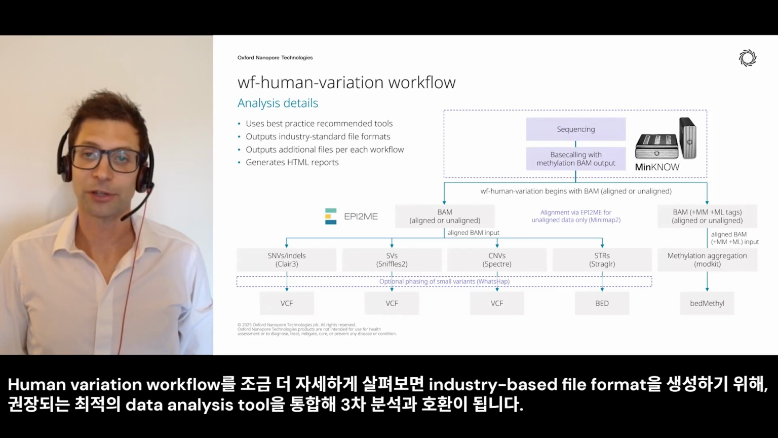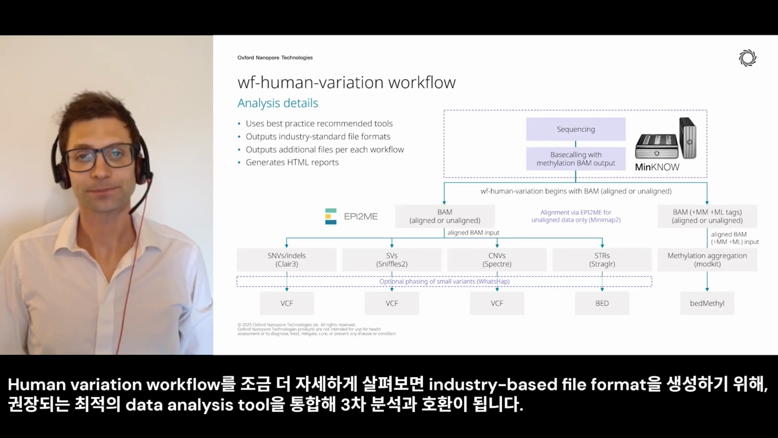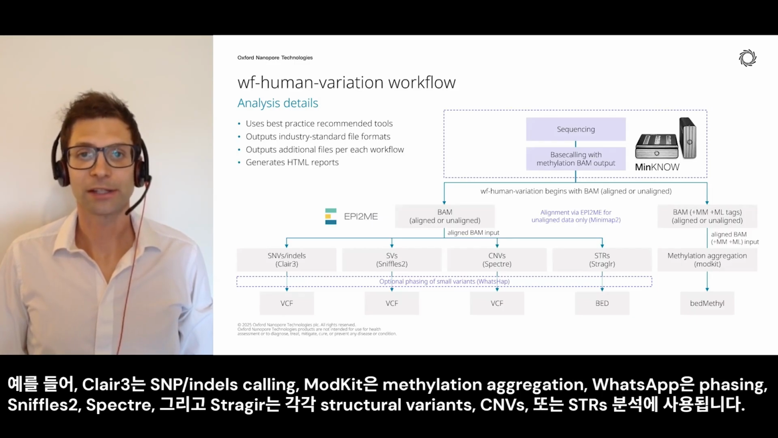Looking at the human variation workflow in more detail, it integrates a suite of best practice recommended tools to generate industry standard file formats compatible with tertiary analyses. For instance, we use Clair3 for calling SNPs and indels, modkit for aggregation of methylated patterns, and WhatsHap for phasing. Sniffles2, Spectre, and STRaglr are used to detect structural variants, CNVs, and STRs, respectively.